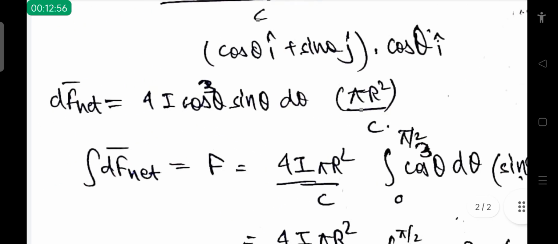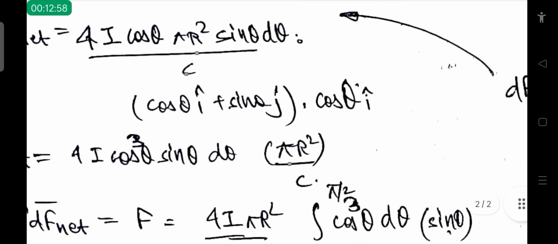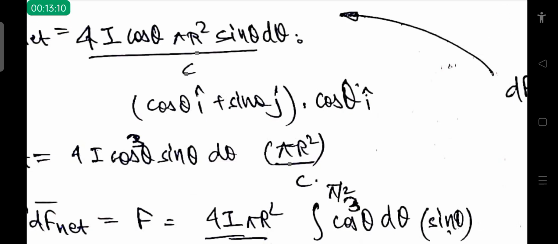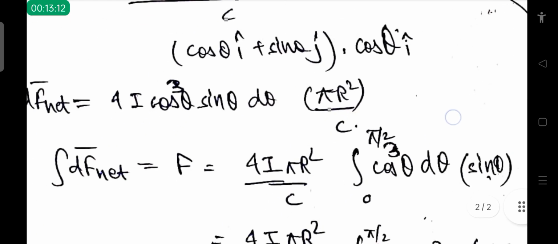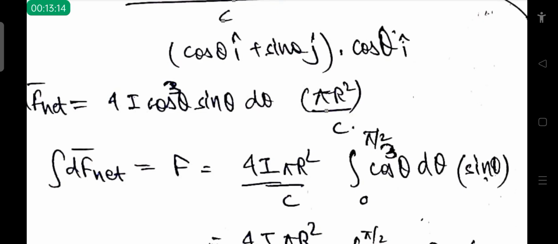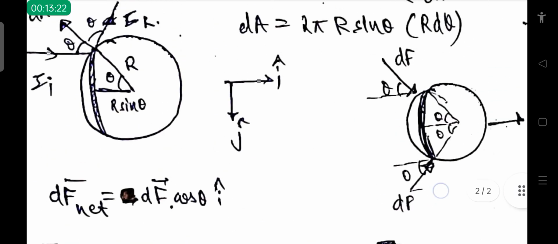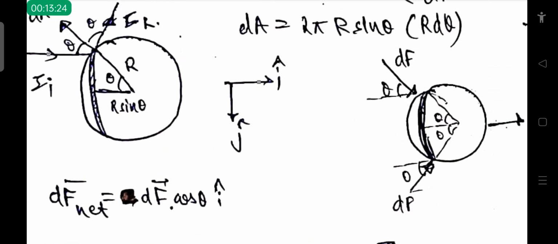So dF net can be written as 4I i cap, from here it's cos square, and there is 3 cos terms, so 4I cos cube theta sin theta d theta, and this constant which is pi r square by c. Now let's take the constants on one side, and the only task we have to do is to integrate this force over theta, because at an angle theta we have taken d theta. I have not represented that d theta, it's my mistake.